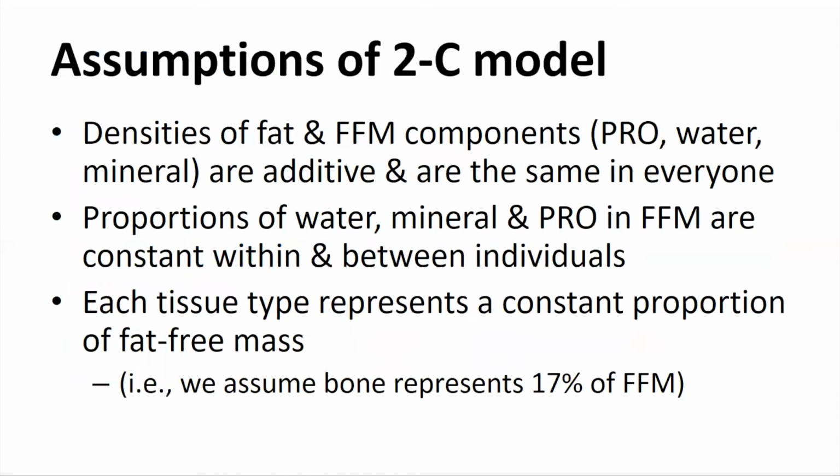There are assumptions of this two-compartment model, one being that the densities of the fat and the fat-free mass components are additive and the same in everyone. We know that this is not true. For example, in African Americans, we know that their bone density is denser than the bone density of Asians. Another assumption is that the proportions of water, mineral, and protein in fat-free mass are constant within and between individuals, which we also know there are ethnic and racial differences. And each tissue type represents a constant proportion of fat-free mass.